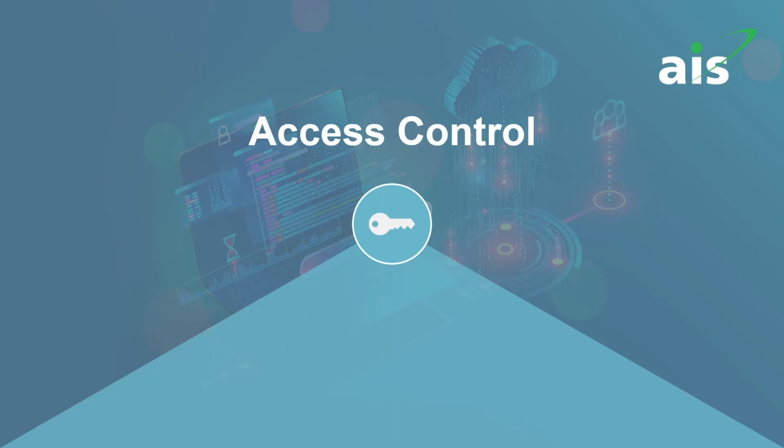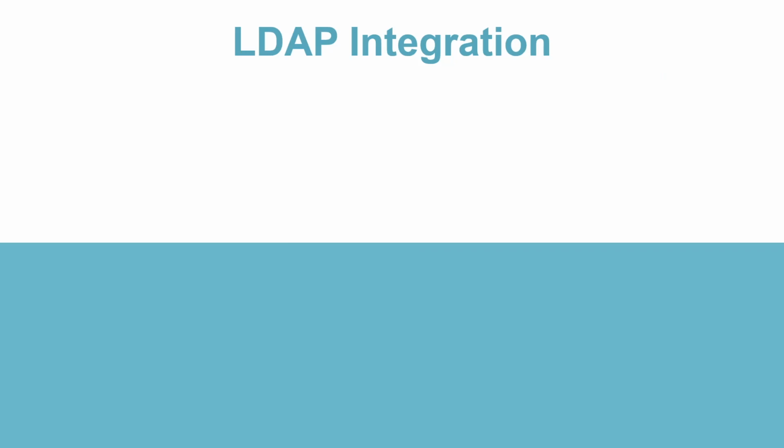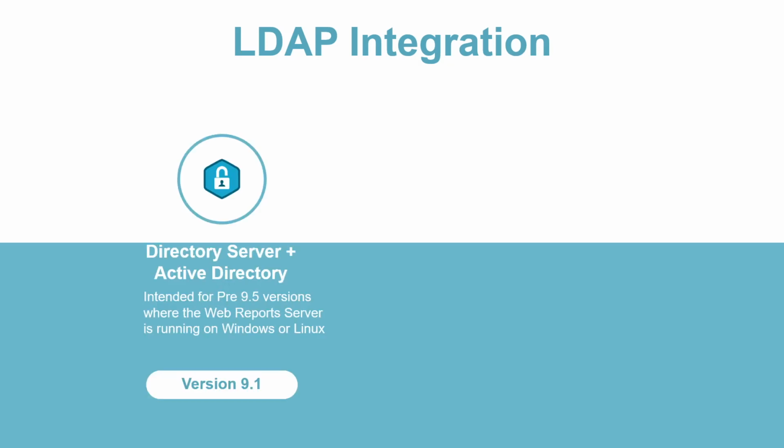Now that you've seen some of Web Reports' features, let's go on to our last topic, access control. Once up and running, the Web Report server can be integrated with a directory server in one of 2 ways, which are mutually exclusive if the server is installed on Windows. The first method allows for integration with Active Directory or the IBM Security Directory server. This method allows for LDAP integration when the Web Report server is installed on either Windows or Linux.